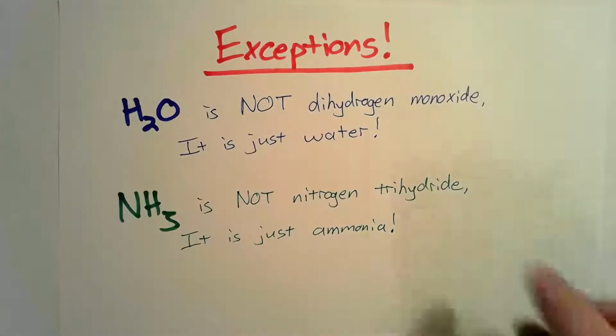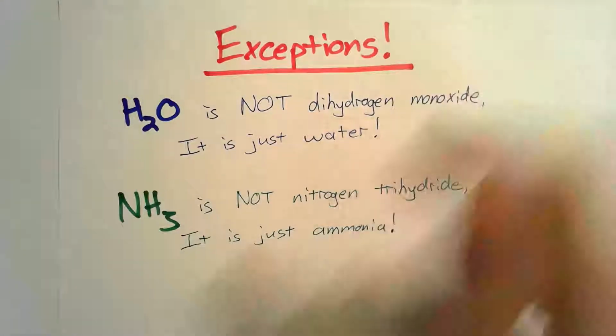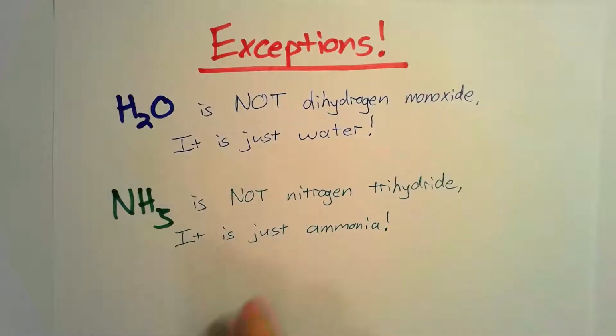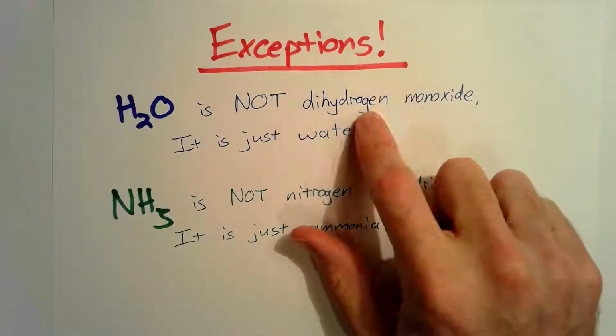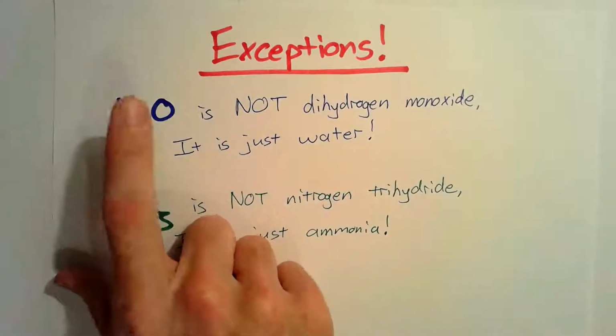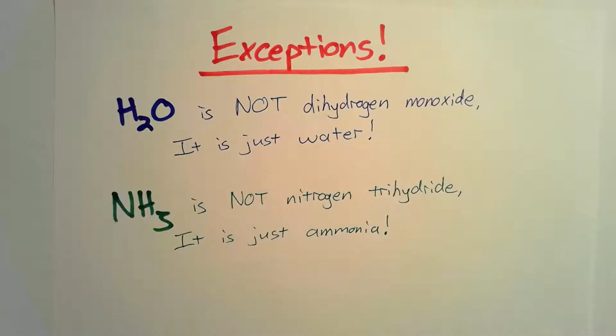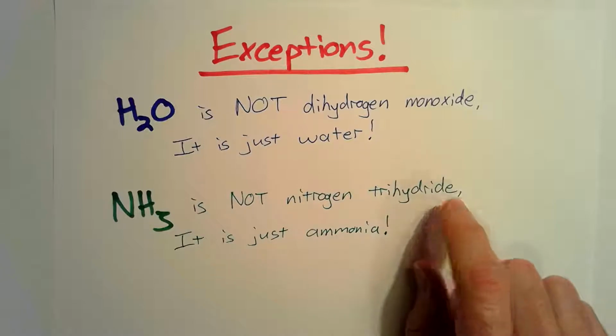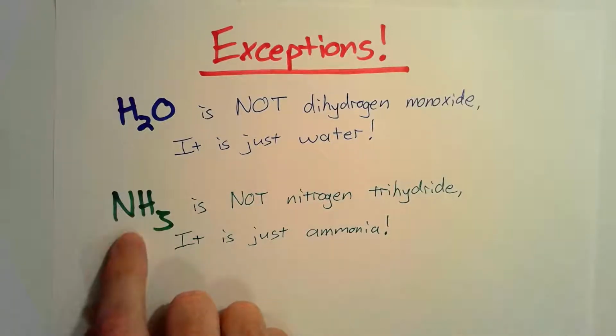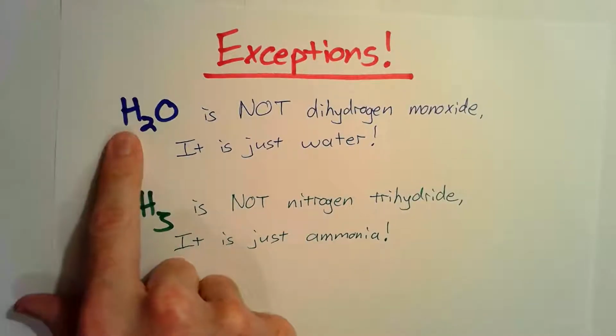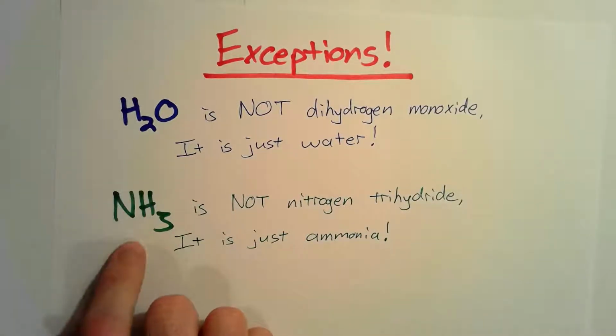Really quick, there are 2 exceptions. These are so common that we don't go by the chemical name, we go by the common name. So H2O is not dihydrogen monoxide, it's just water. And NH3 is not nitrogen trihydride, it is only ammonia. So please memorize this one. I assume that you know H2O. Please memorize ammonia, NH3.